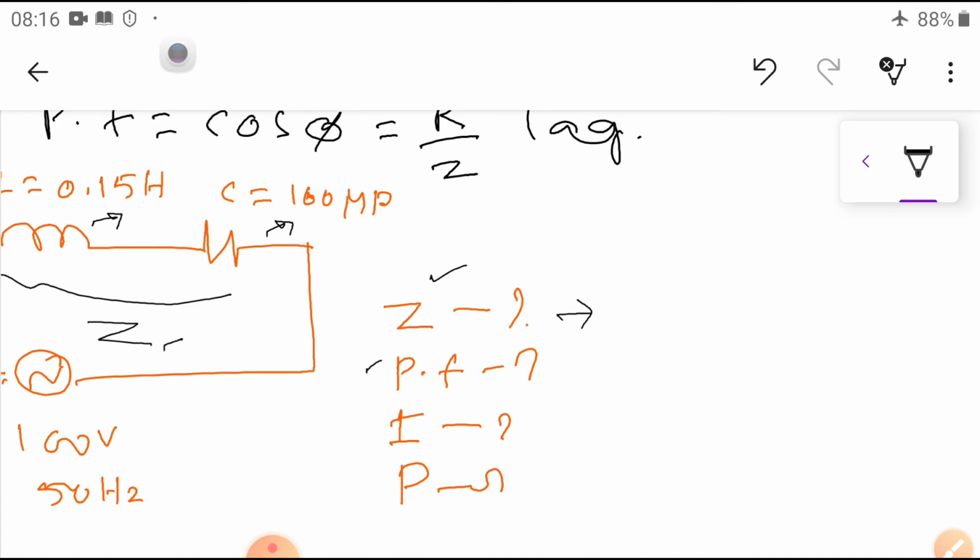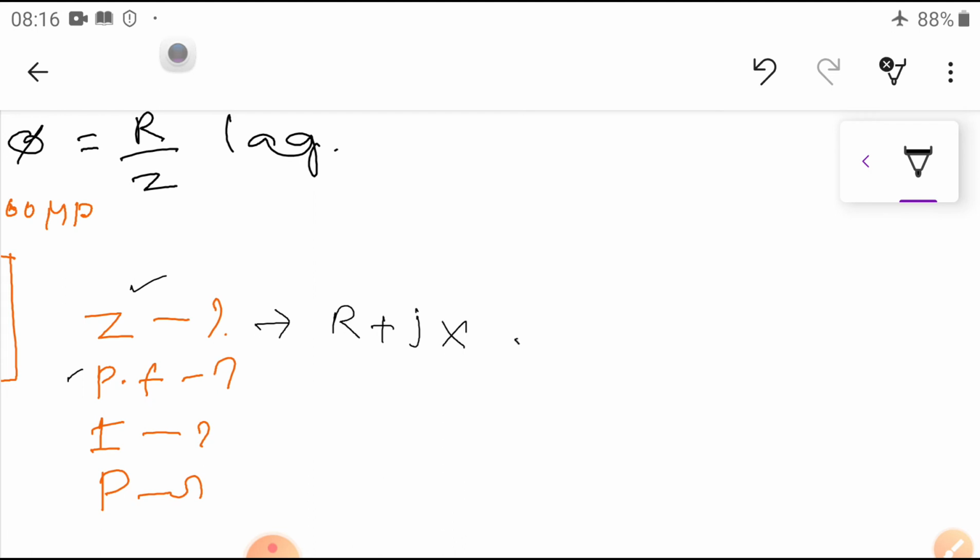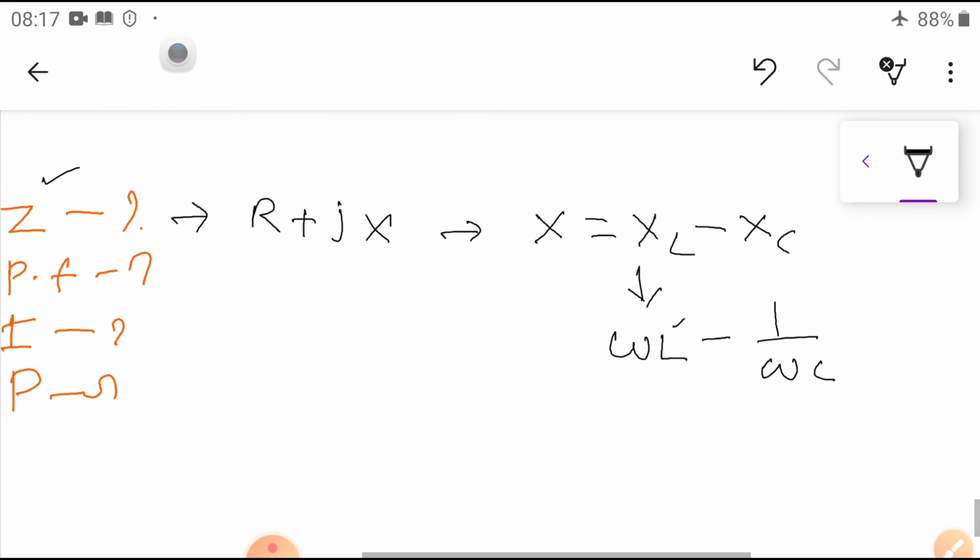So here, Z is equal to R plus jX. For this purpose, you are going to calculate X. X is equal to XL minus XC. XL is equal to omega L, where L is given, omega is 2π f, and frequency is also given. And XC is 1 by omega C. So omega L is 2π f L. L is given, frequency is given, 2π, multiply it. Then omega C is 2π f C. So everything is given.